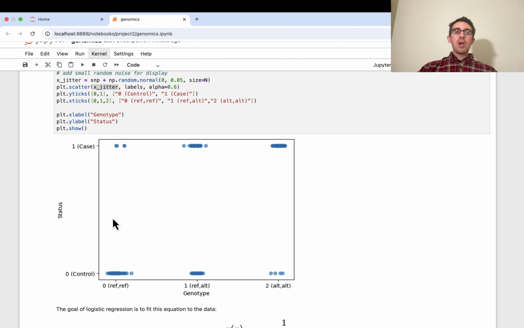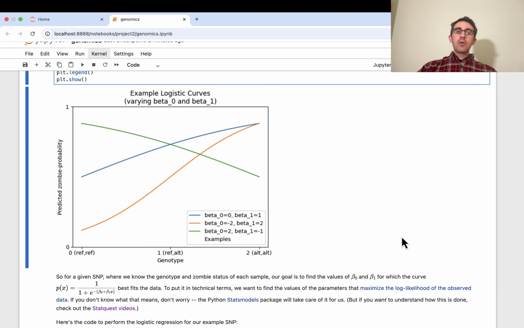And then the vertical axis is very similar to what we were talking about before, except in the plot before, the vertical axis was plotting just 0 or 1, whether someone was a control or a case. Those were actual data points where we know if the person was a case or control, and we plotted them all at 1 or 0.